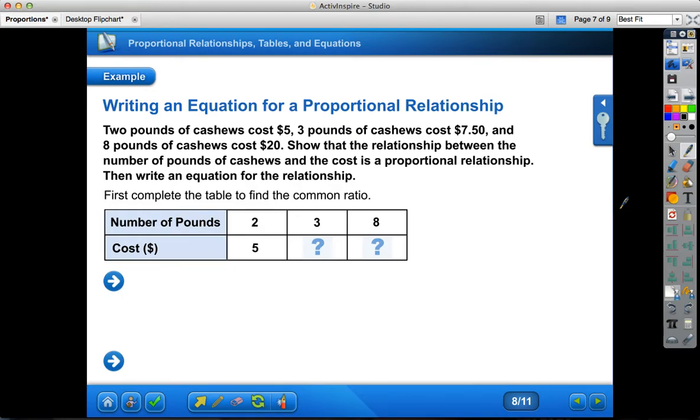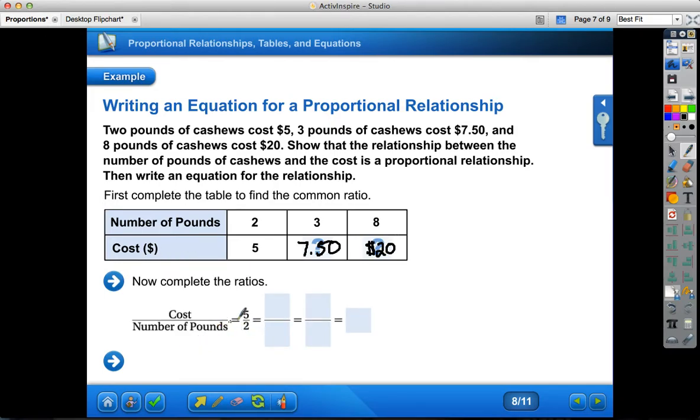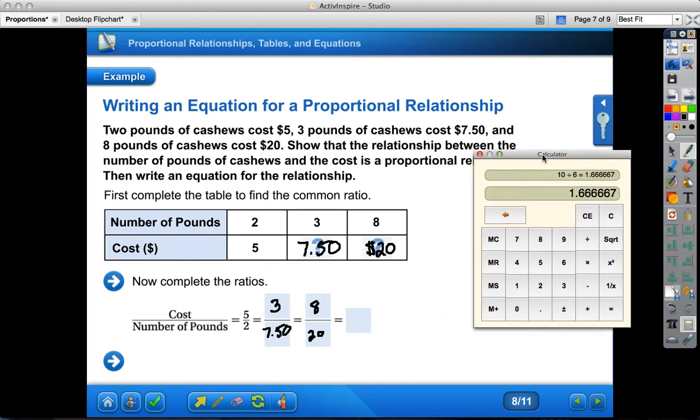So in order to determine if it is a proportional relationship, again, we have to see if they have the same constant. So we have to find that breakdown. So we know that if we buy 2 pounds, it costs $5. If we buy 3 pounds, it costs $7.50. And if we buy 8 pounds, it costs $20. Okay, so now what we're going to do is complete the ratio. So we have 3 to 7.50 and 8 to $20. So now we're going to see if those breakdowns all equal the same constant.